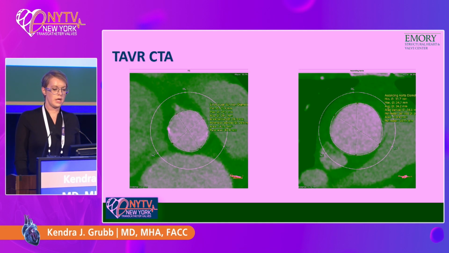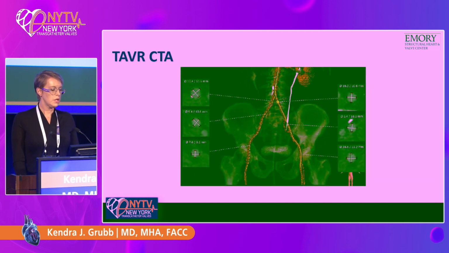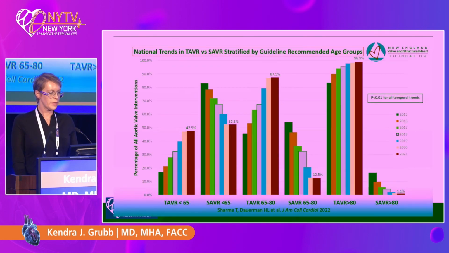For his STJ and ascending aorta, no major features. The aorta is not dilated, does not require an intervention, and thus surgery is not needed. Coronary heights and sinus heights are adequate bilaterally, and common femoral arterial access is also appropriate.